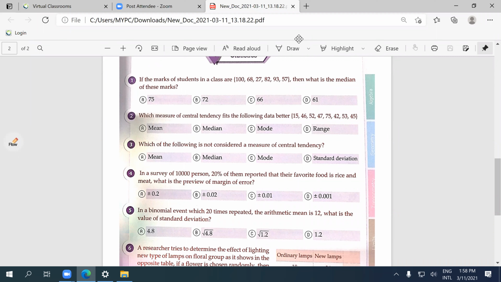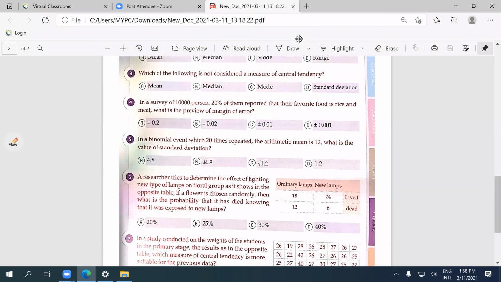Number 3, which of the following is not considered a measure of central tendency? Mean is a central tendency measure. Median, mode, so the standard deviation. The standard deviation is a measure of dispersion or variation. We're going to number 4.